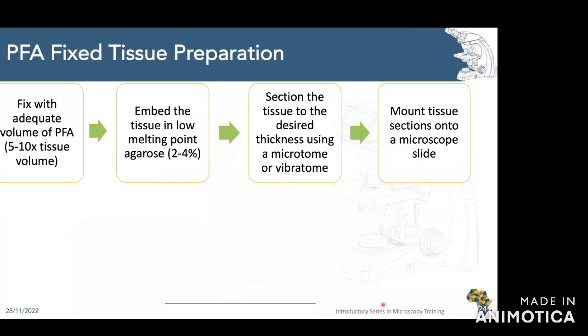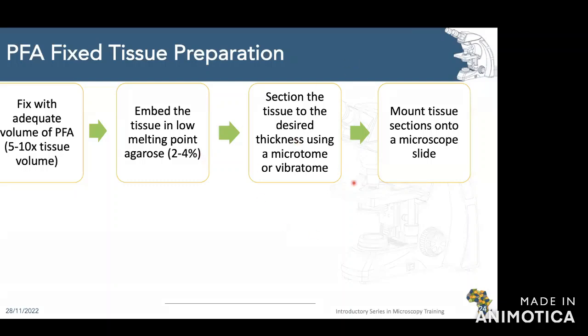So if you have a PFA fixed tissue preparation, you would have fixed your tissue in PFA. We're usually looking at about 5 to 10 times the tissue volume. And this is just dependent on what you're working with, but bear this in mind, you need enough fixative to permeate your tissue. And then what you can do is embed the tissue in something like a low melting point agarose. And depending on what you're using to cut, 2 to 4% low melting point agarose works very well. And then section your tissue to the desired thickness.